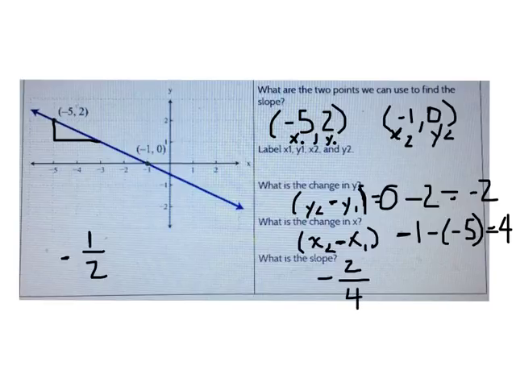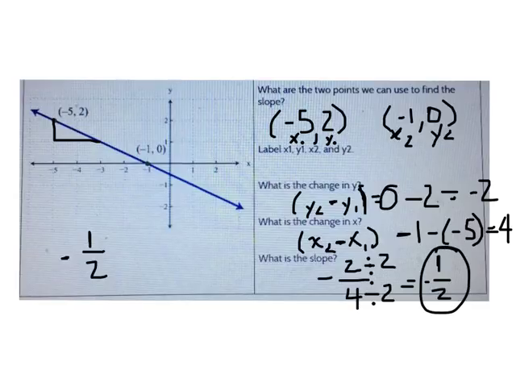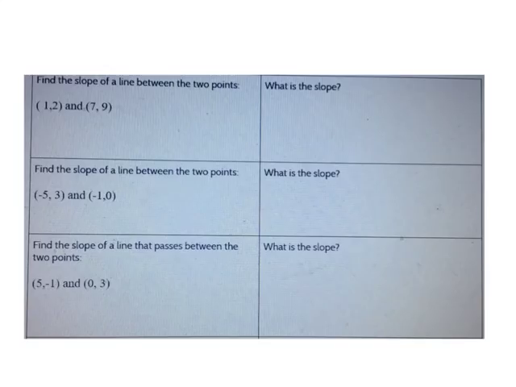I can simplify that. What's the largest number that 2 and 4 can be divided by? It's 2. When I simplified -2/4, the result is -1/2. So I proved my slope is -1/2. Now there are 6 problems for you to try. We'll do the first couple together, and you'll have a chance to do the next few on your own.